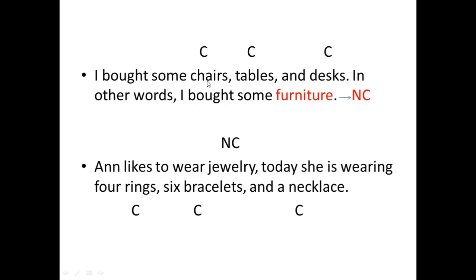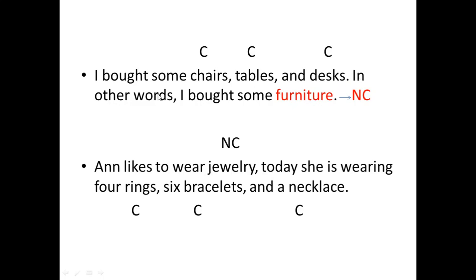Chairs, we said, are countable nouns, so we write a C, which means countable noun. Tables also are countable nouns. We can count them: 1 table, 2 tables, 3 tables, right? So it is also a countable noun. Desks, the same. It is countable. 2 desks, 4 desks. Okay? Some desks, we can add the s for a countable noun. Remember, we can add an s.